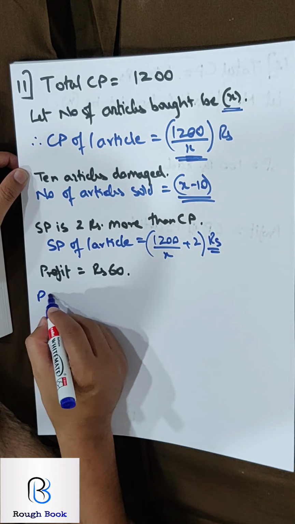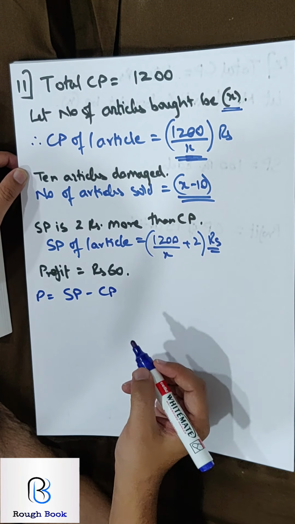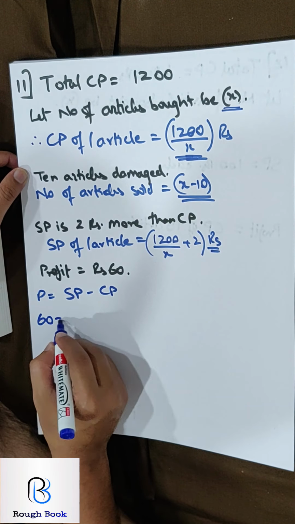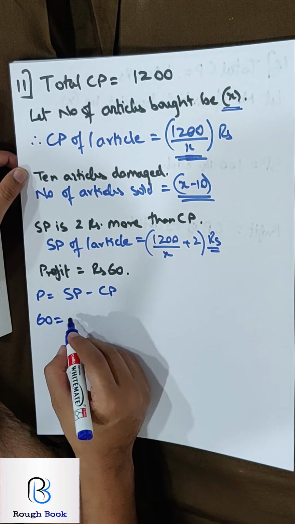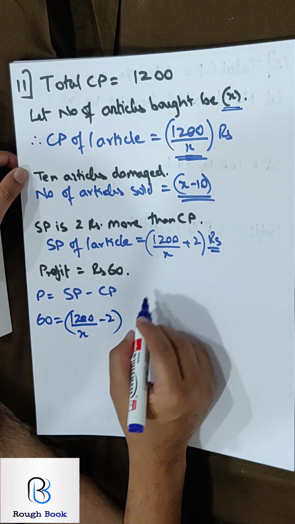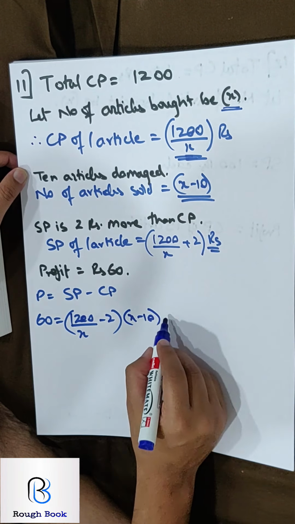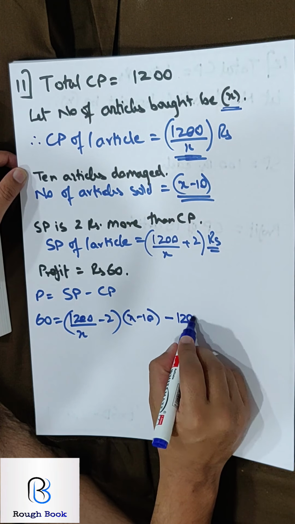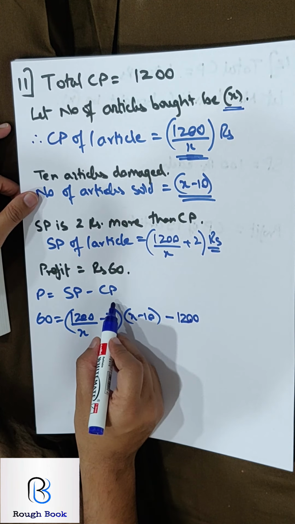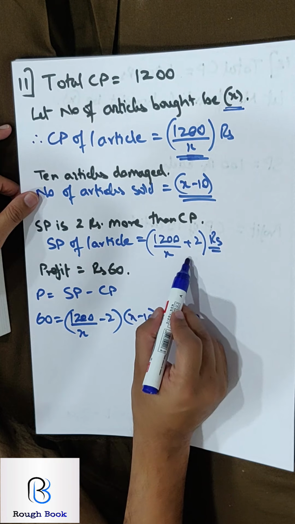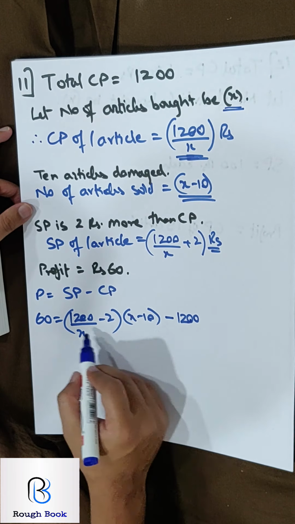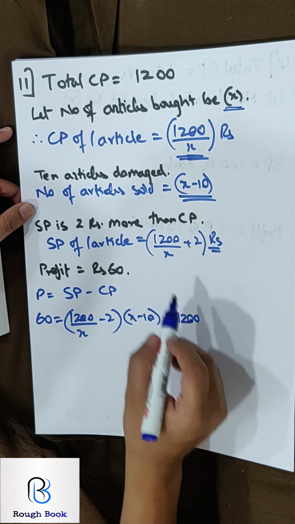The profit is 60. So we know profit is SP minus CP. But for that I'll have to get total SP and total CP. Remember that, okay? So profit is 60. Total SP will be SP of one article multiplied by the number of articles sold, that is x minus 10. Do you understand this? And total CP is ready made for you, 1200. Yeah, this is the most crucial and important step. Profit is SP minus CP. So SP of one article multiplied by the number of articles, that is x minus 10, that is the total SP, minus CP total, which is 1200.